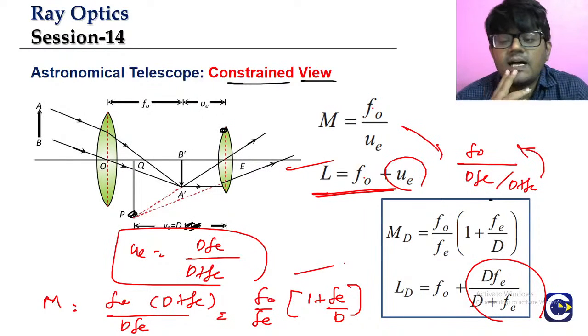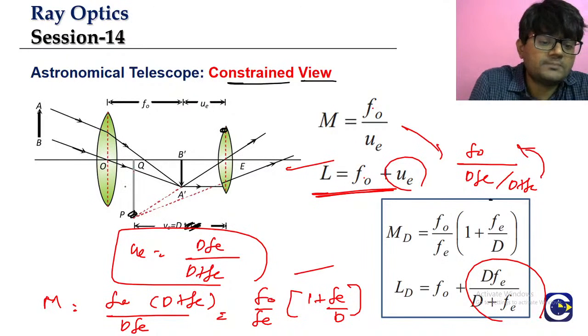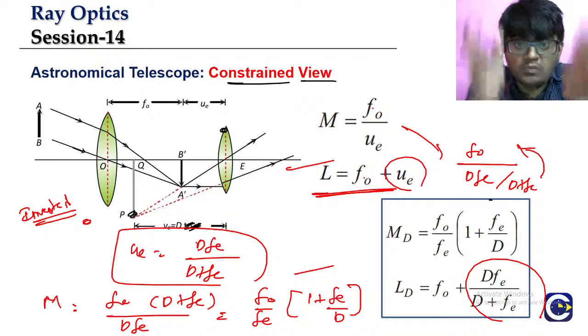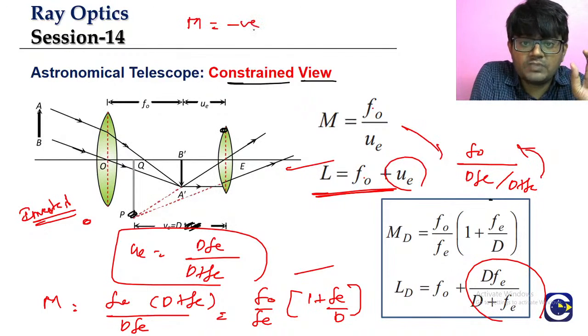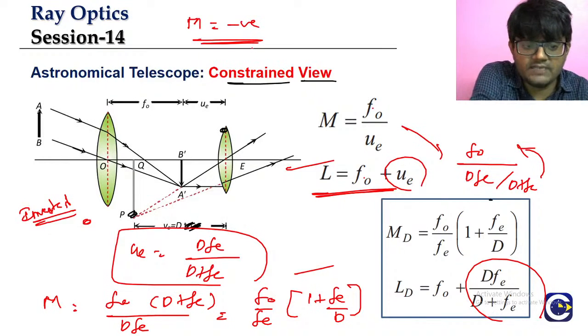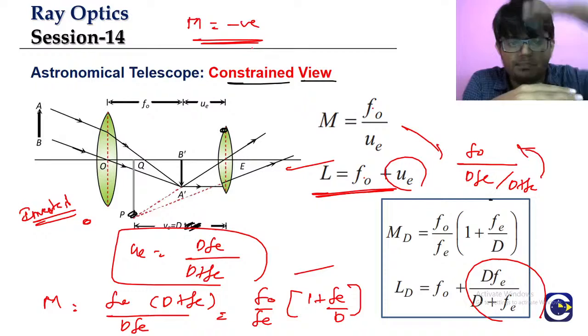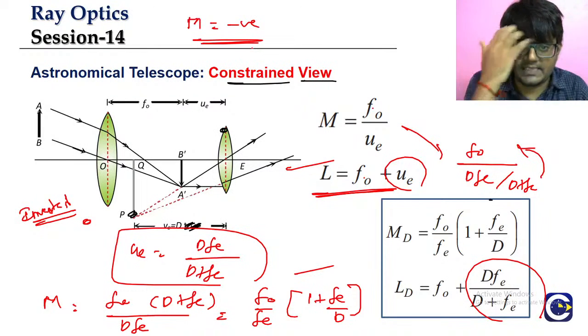Now in the case of the astronomical telescope, as you've seen, the final image is always inverted. So the magnifying power, we are taking the modulus value, but we should know that the actual magnifying power is negative, because the final image is inverted. If the original angle formed is above the principal axis, the final angle formed is below the principal axis. It will be inverted.